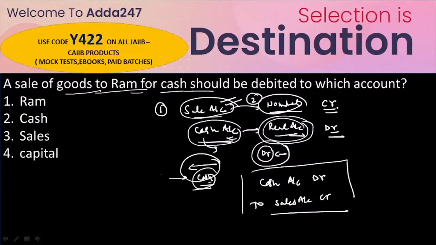So the answer would be cash. Which account should be debited? The cash account. Cash account would be debited: debit what comes in and credit what goes out. But sales is a type of income, so that comes under the nominal account. So debit all the expenses and credit all the income, that's why it is credited, and that's why cash is debited. Okay, I hope it is clear now.